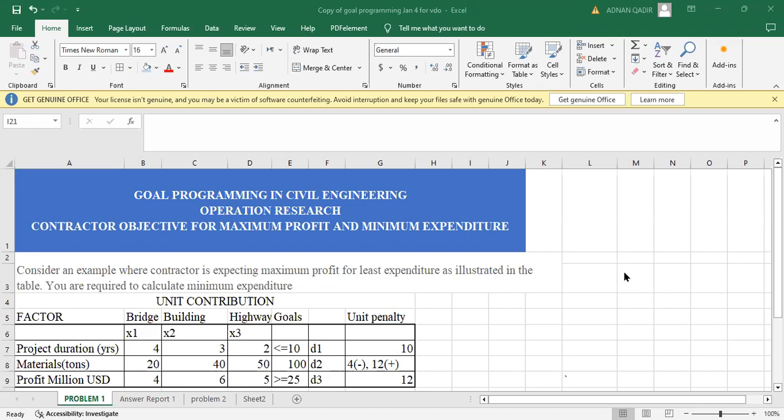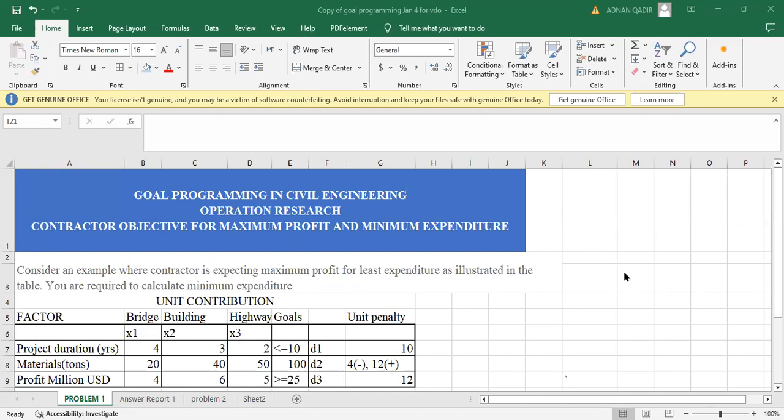I will discuss today the technique for goal programming in the solution of civil engineering problems. This is the contractor objective for maximum profit and minimum expenditure.